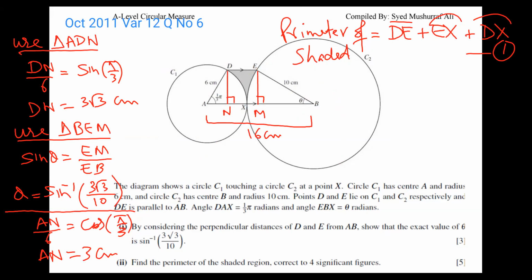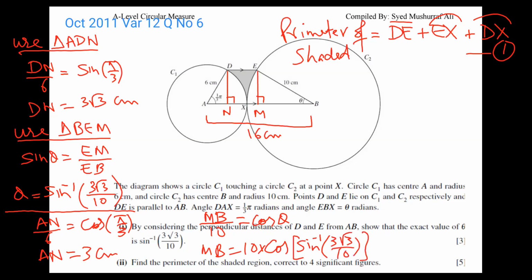How to get NB? Adjacent by hypotenuse. So MB by 10 is equal to cos theta. And theta, we know it, theta is this. So I will type it like this. MB is equal to 10 times 2 cos, in the bracket theta, I will write the full value as it is. This is not a hard job at all. You understand the reason I am typing this as it is. You can type it separately or find it.